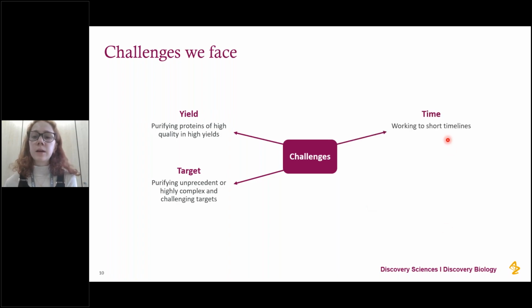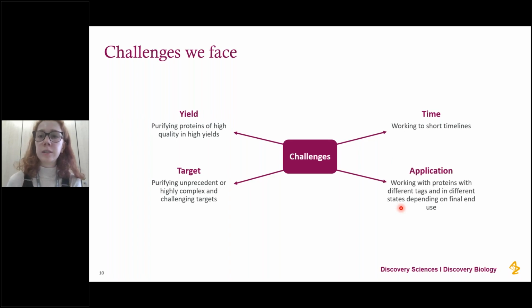And then because our protein resources are often a limiting factor at the start of a small molecule campaign, we often have to work to short timelines so that other downstream users in the project team can have their reagents. And because we produce proteins for so many different end uses, they all have slightly different requirements.